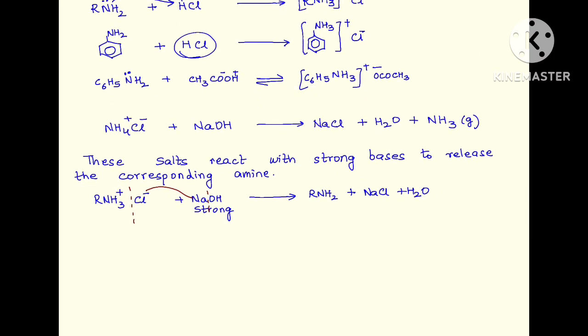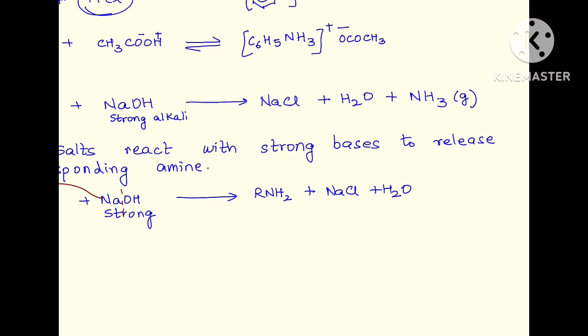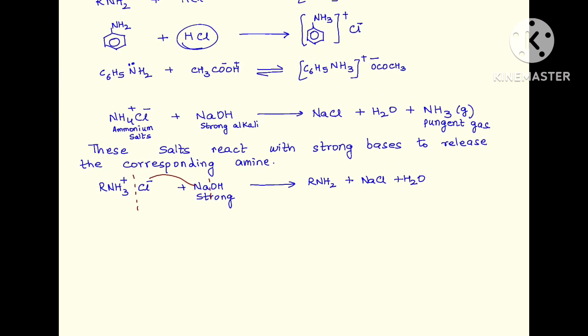We also know that ammonium salts, now this is a practical which you do in the laboratory, this is how you identify ammonium salts. All ammonium salts react with a strong alkali, for example NaOH, to give you what? Can you tell me? Yes, a pungent smelling gas, and that pungent smelling gas is ammonia. The same principle applies. And what are the side products? You've got the salt and water.